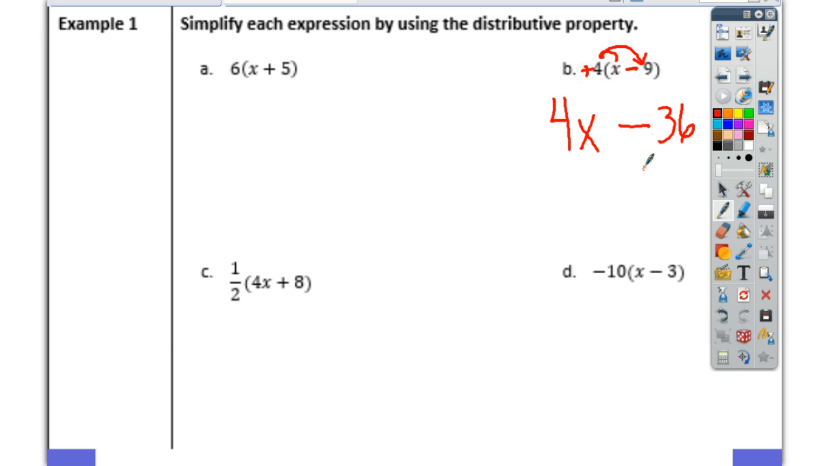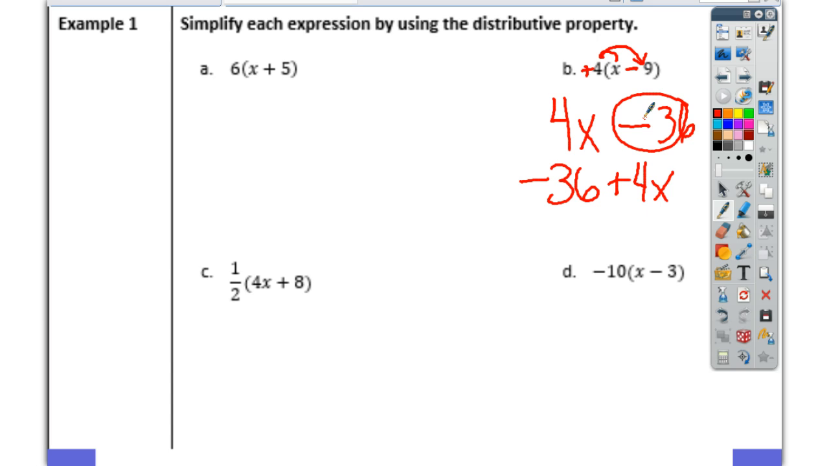So 4x minus 36. How could I switch that around? Negative 36, and then put the plus 4x right there. You can just flip them around. Same answer, just different order.